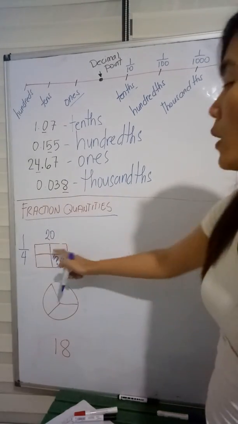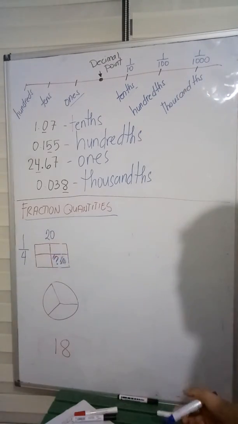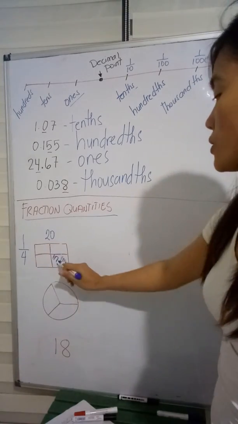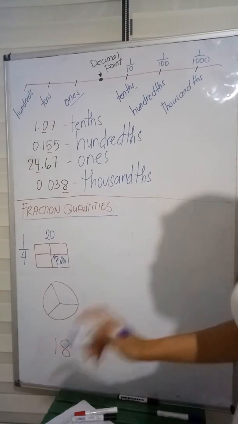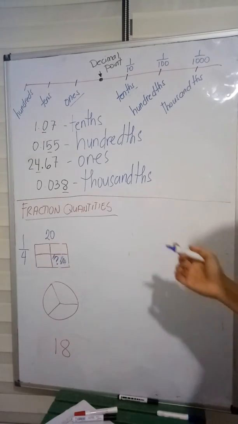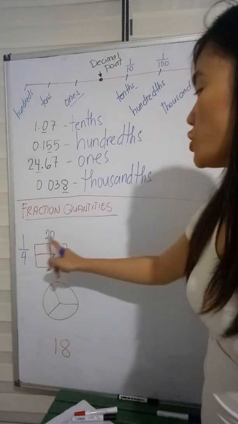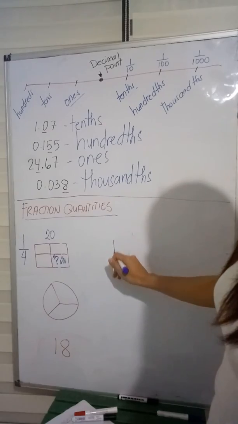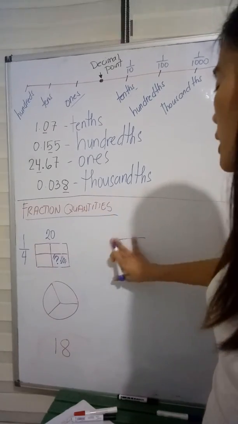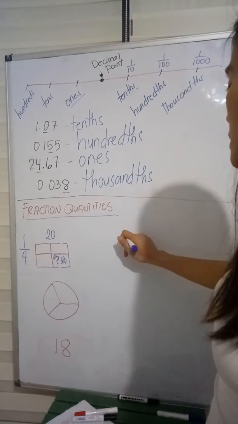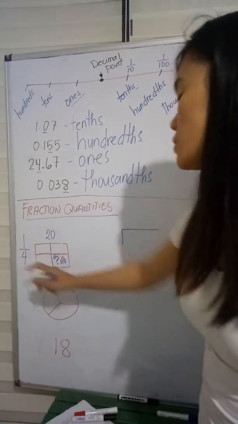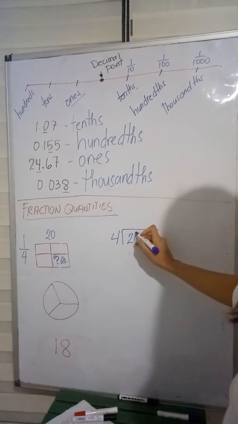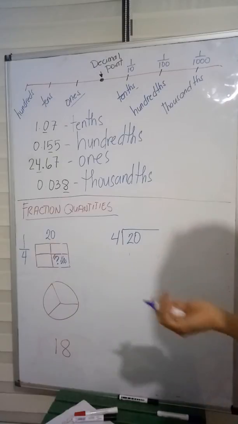Now, the question is, what is 1/4 of 20? You have to think, there are 4 parts of 20. So what is the equivalent of 1/4? All you have to do is use division. You just divide 20 by the denominator 4. As we have discussed before, your denominator should always be outside. So your denominator here is 4, and we're going to divide 20. Then you just go on with the normal procedure of division.